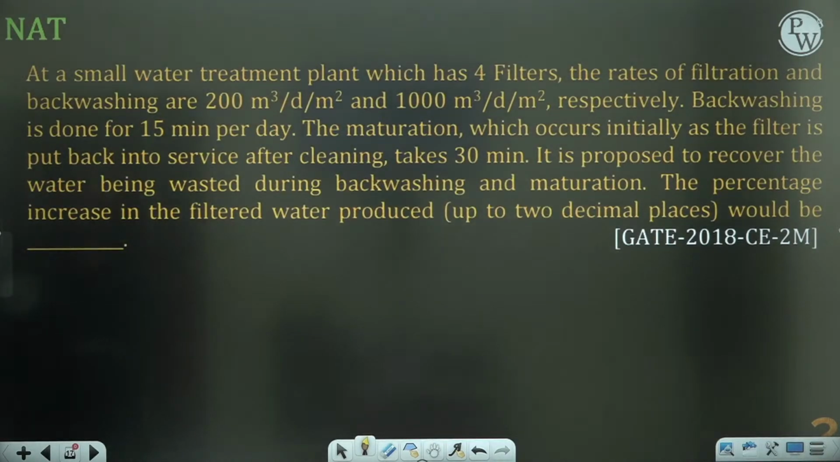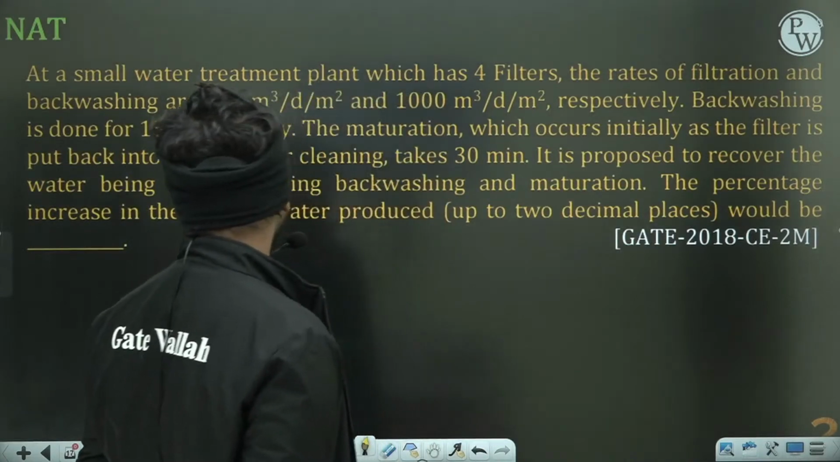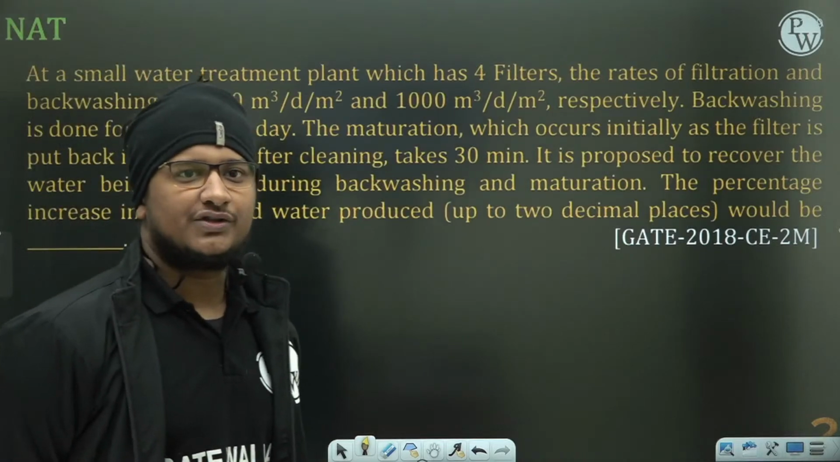In this question, what they're telling, at a small water treatment plant which has 4 filters, the rate of filtration and backwashing are 200 meter cube per day per meter square and 1000 meter cube per day per meter square respectively. Backwashing is done for 15 minutes per day. The maturation which occurs initially as the filter is put back into service after cleaning takes 30 minutes. It is proposed to recover the water being wasted during backwashing and maturation. The percentage increase in the filter water production. Simple question. You all can try.